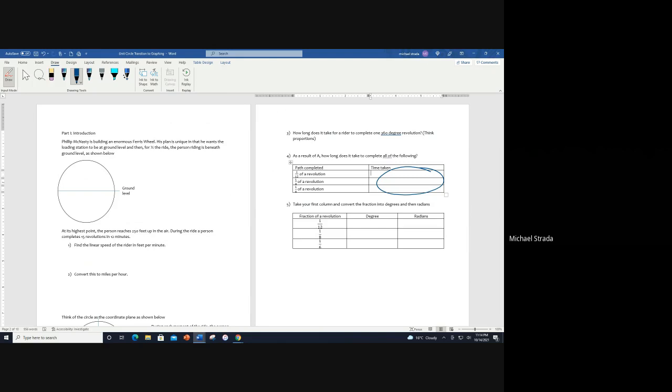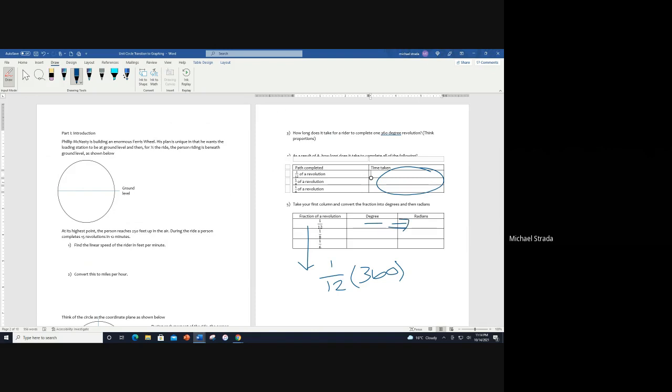So 1/12 of a revolution, for example, would be 1/12 of the degrees involved. So 360. Whatever that comes out to be, that's the amount of degrees you put in there. And then remember, you're going to turn that into radians.